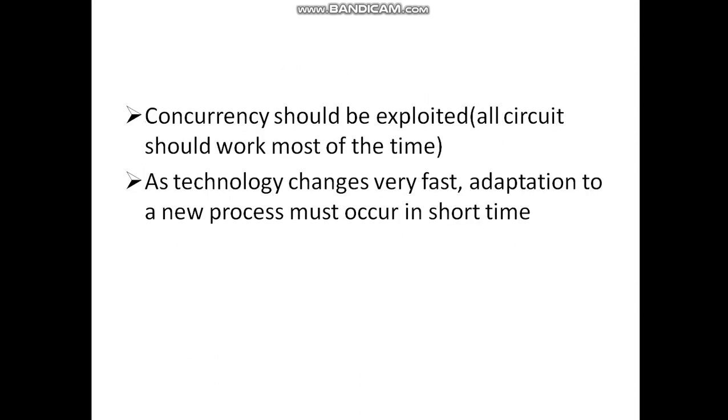Concurrency should be exploited. That means all the subsystems should be functional for the majority of the time. And whenever there is a change in the technology, the subsystem should adapt to that in a very short duration of time.